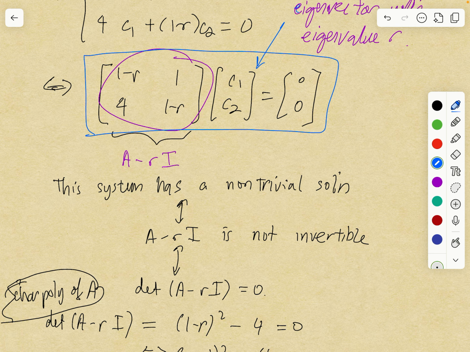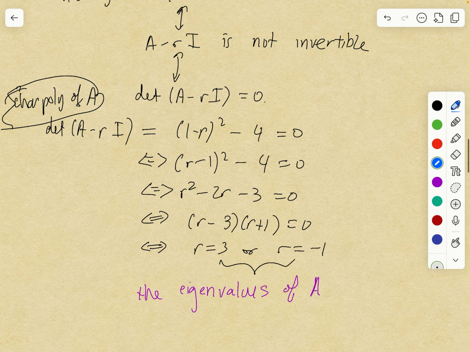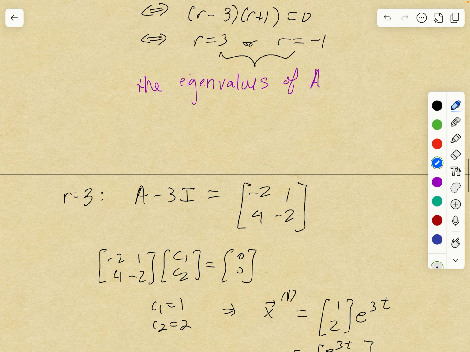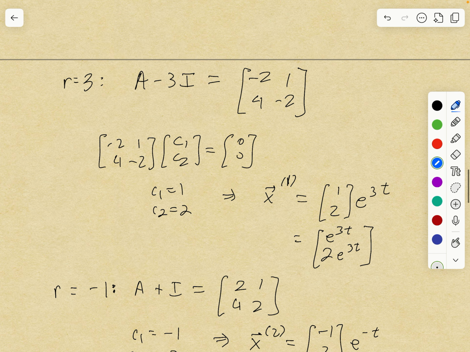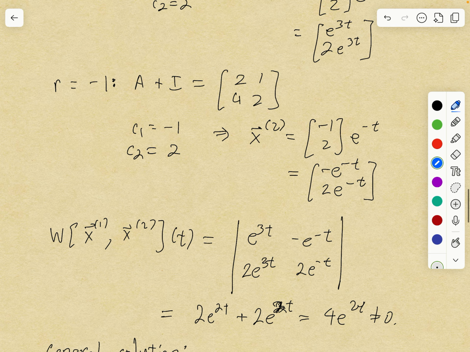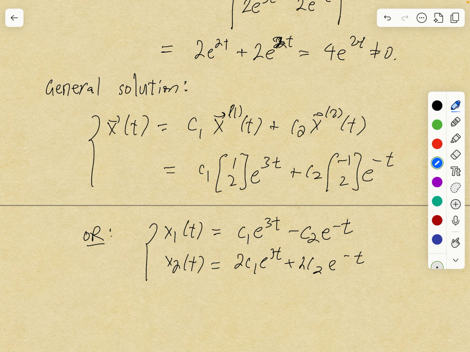to this linear algebra question. We ended up having to find the eigenvalues of the matrix A. So the eigenvalues give you the r's, and the c1, c2 are given by the eigenvectors with eigenvalue r. That's what gave us our two solutions. And we checked that they're independent, and that gave us the general solution.